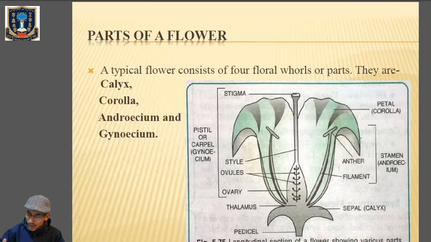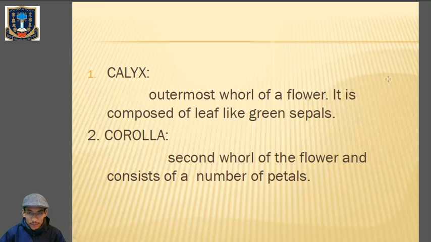Okay, this seems to be a short revision for you also, because all of us have learned this particular structure of a flower from a junior class only. So now we are going to learn in detail about these 4 whorls or the 4 parts of a flower. So let us begin with the first part, that is the calyx. Calyx is also known as the sepals. It is the outermost whorl of a flower. It is composed of leaf like green sepals.